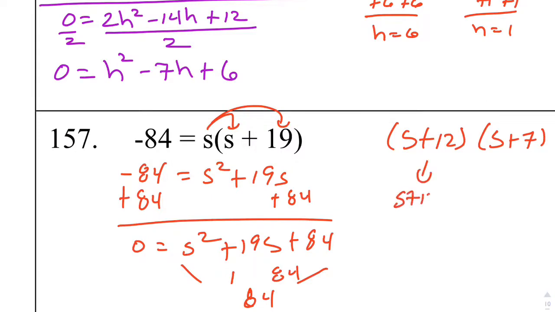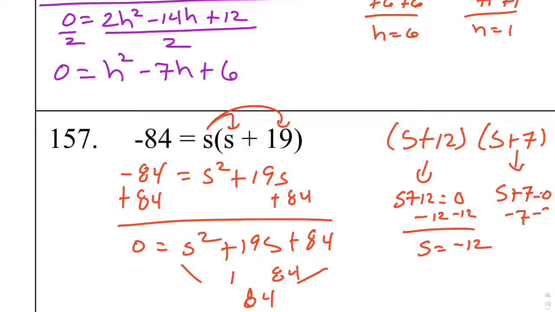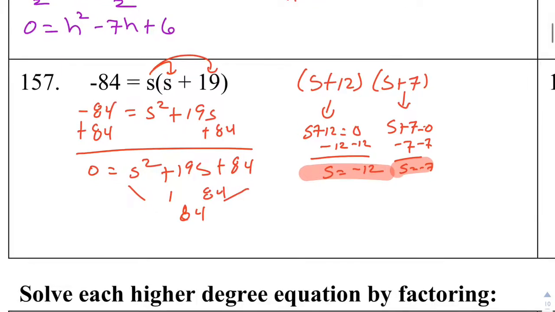So then either s plus 12 equals 0 or s plus 7 equals 0. Subtracting 12, we get negative 12. Subtracting 7, negative 7. And there's our two solutions. Okay, that one's certainly fair game for the test.